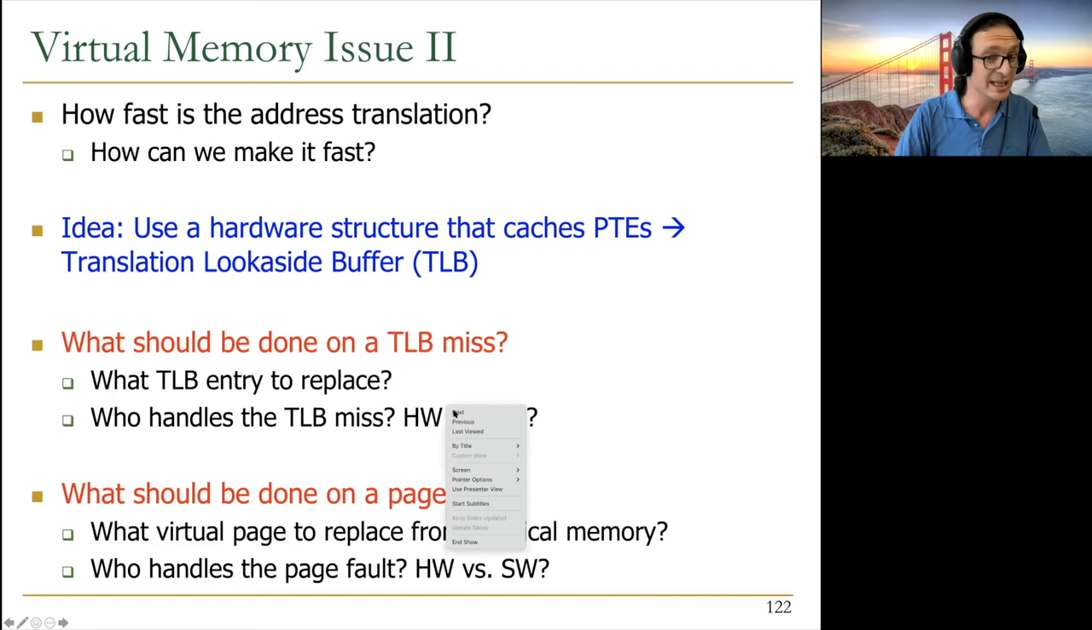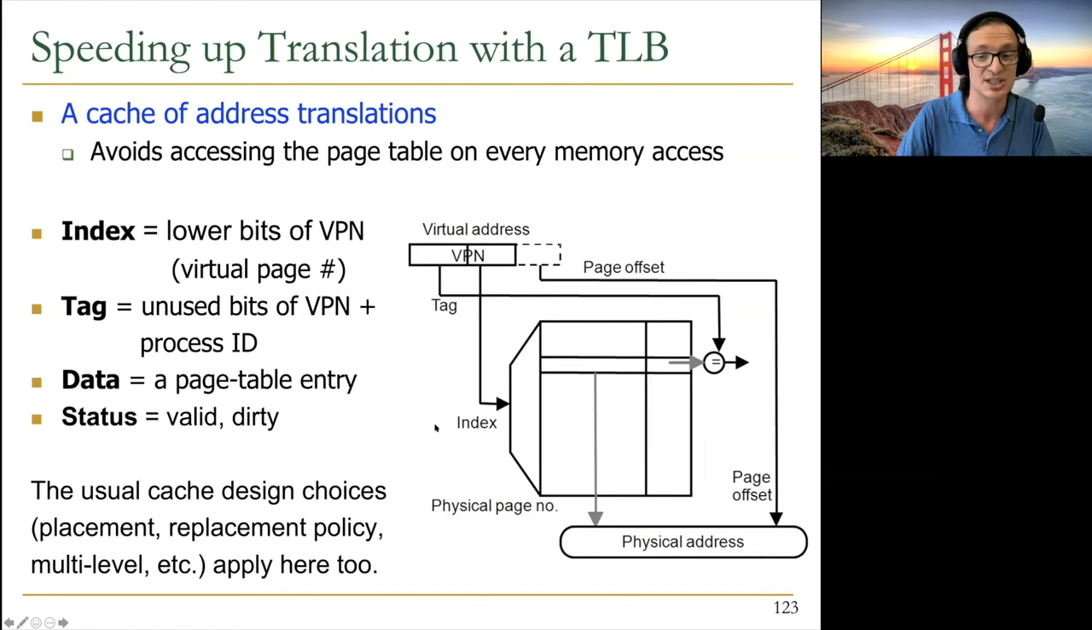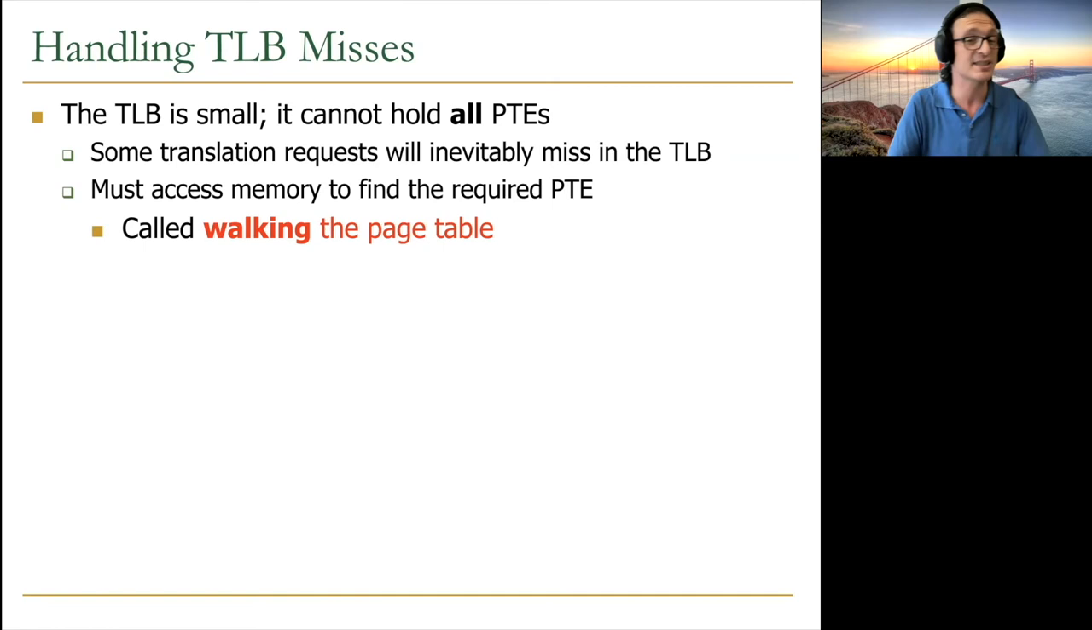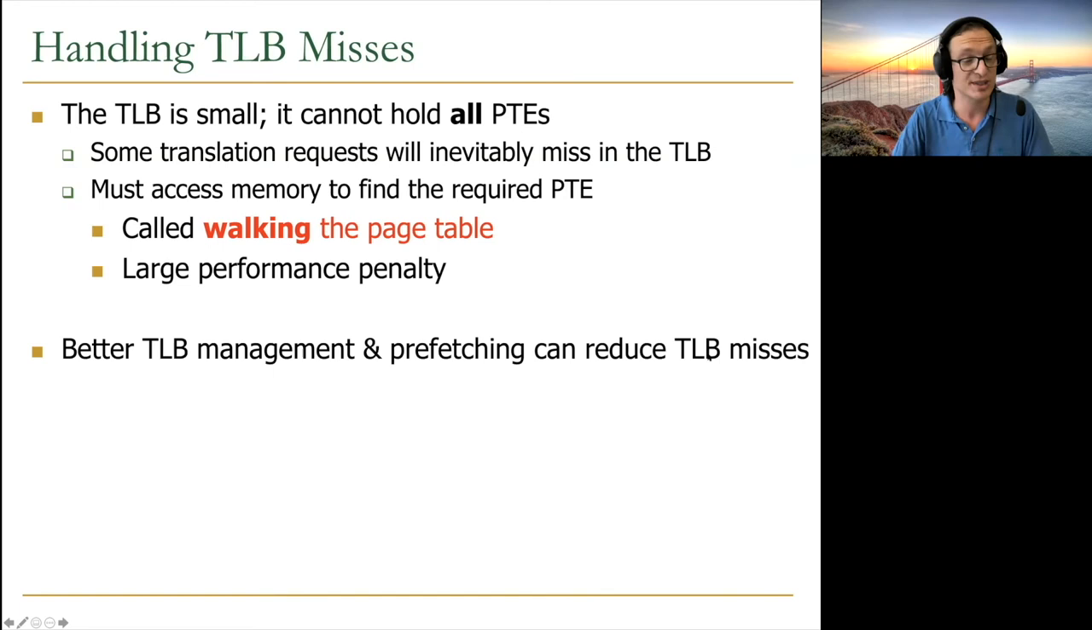Usually, hardware handles the TLB, but not always. Okay, we already discussed the TLB. This is a more generic explanation, so you can take a look at it. But basically, the TLB is small. It cannot hold all PTEs. Some translation requests will inevitably miss in the TLB. So you must access memory to find the required PTE. This is called walking the page table. Essentially, you walk all levels of the multi-level page table to get to the page table entry you're looking for. And this takes a long time, as you know, right? There's a large performance penalty. So better TLB management and prefetching can reduce TLB misses, just like better cache management and prefetching.